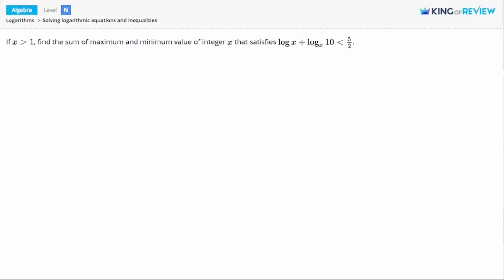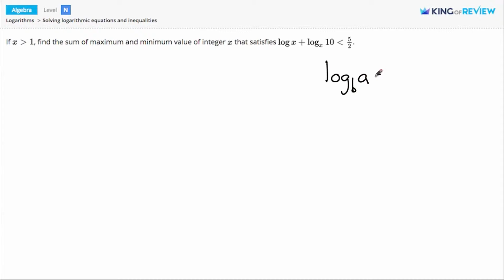Here we have to find the maximum and minimum values of integers that satisfy this inequality over here on the right. Now right away, I notice that there's two different bases in my logs in this inequality. One has base 10, one has base x. I would like to make them both have a base of 10 since that seems a lot easier than a base x. And I can do that by using what's called the change of base formula.